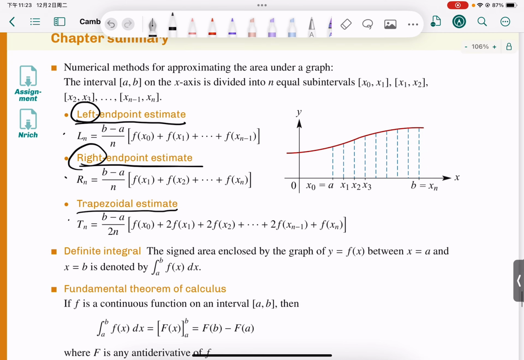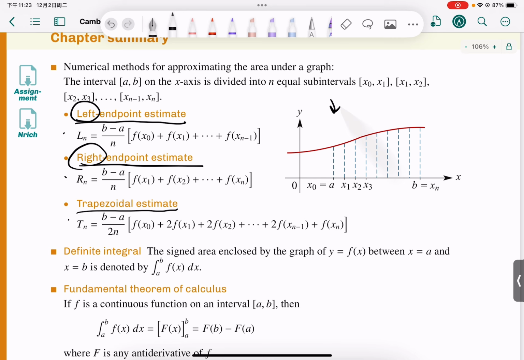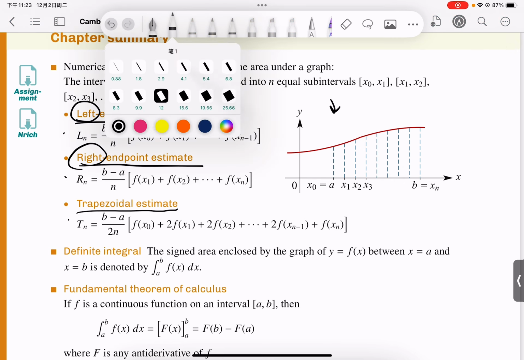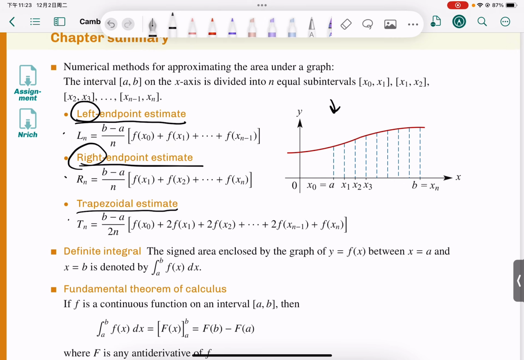So let's take a look at this picture over here. It's called left endpoint estimate because if we draw a rectangle over here, if it's called left endpoint, then we start from this left point to take account of this shape. And for this one, we also take the left endpoint. So this is called left endpoint, and this point is called right endpoint.